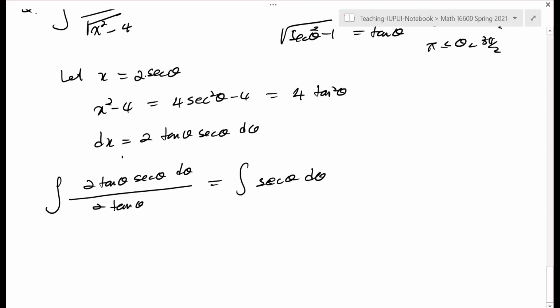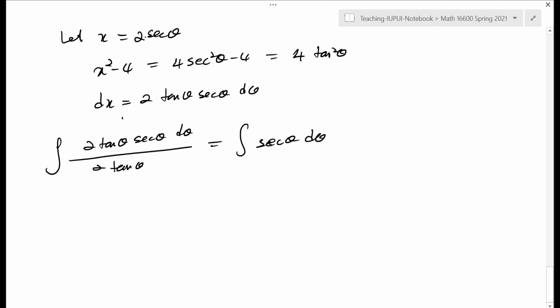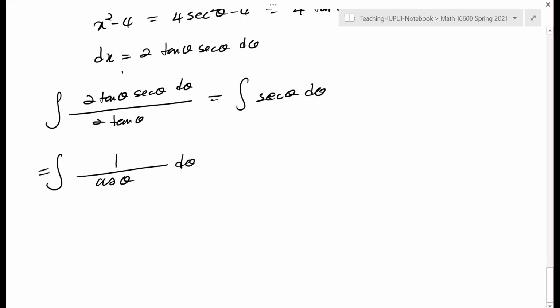How do we evaluate this? It takes several steps. Continue, integral of the secant theta. There is a formula here already. Somebody got it. If you don't have it, the integral of secant theta is the integral of 1 over cosine theta. I have to continue working on this.